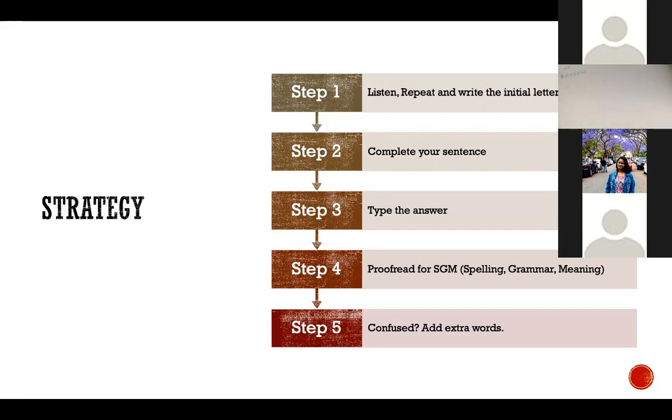Can you see? A single letter. You write the first letter of every word. Okay. And then you complete it. You complete the sentence. And then you type it in. So first repeat, then write initials, and then complete the sentence, and then type it into your system. After you type, proofread it for any spelling error.